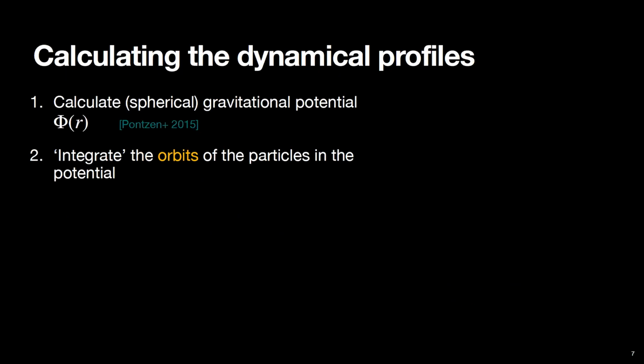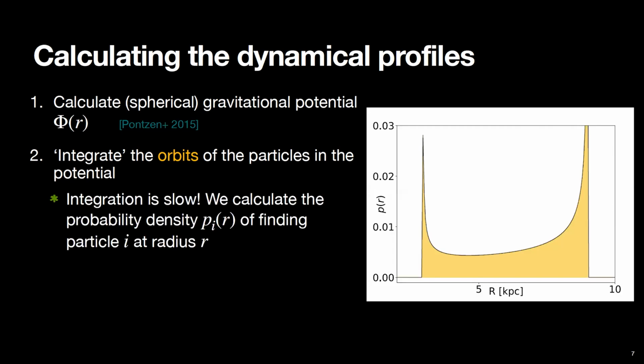First of all, we calculate a spherical gravitational potential, and then we want to find the orbits of the particles so we can smear those point particles along their orbits. Here I wrote we integrate the orbits, but in practice, integration is a very slow method. Doing that for hundreds of thousands or millions of particles is computationally expensive. So instead, we calculate a probability density of where you would find your particles.